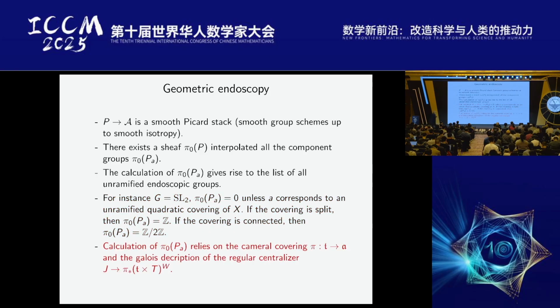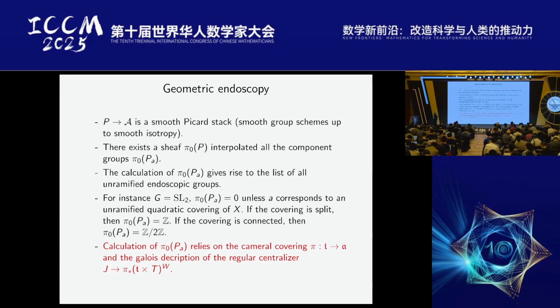And now here is another point. This is a special case, but in general you can do this calculation. It's actually not very hard. The example looks quite magical, but the calculation is not so hard, and it really relies on the fact that you can realize A as this covering, T mod A, which is a W-flat covering. It's called the Cameron covering in this theory.